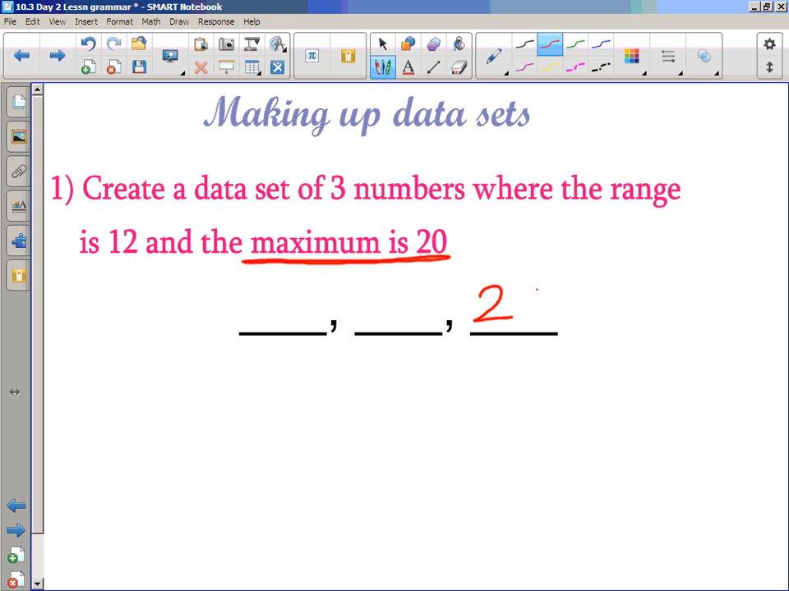So my maximum is 20. I can go ahead and fill in one of those. And then it tells me the range has to be 12. So see if you can figure out what this first number has to be, just by giving that the range is 12.